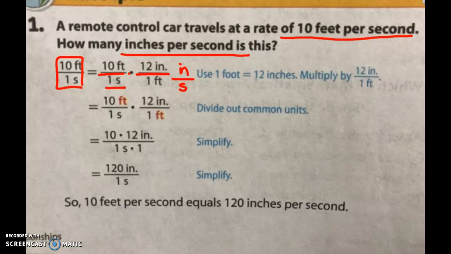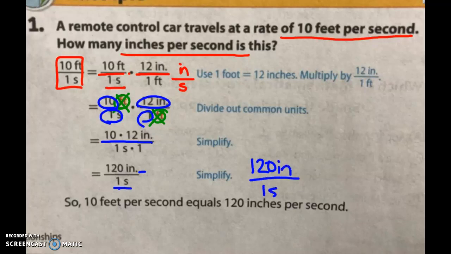And when we do that and we multiply across, you're going to see here the foot unit on the top and the foot unit on the bottom are going to cancel out. Okay? And when we do that, we're left with the 10 and the 12 inches on top. That's why we have it written on the top. And on the bottom, we're left with 1 second and 1, which is just 1 second. When we multiply 10 times 12, we get 120 inches divided by 1 second. So our final answer would be 120 inches per 1 second.